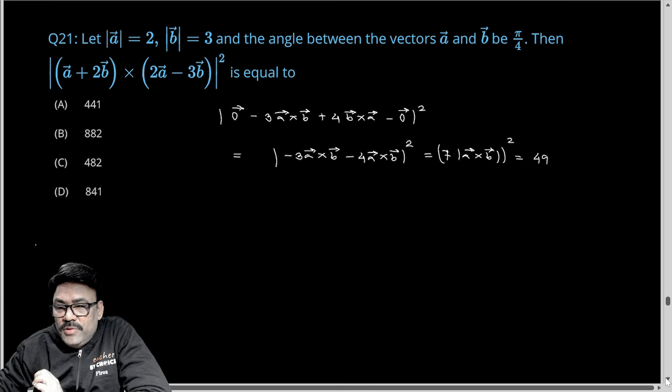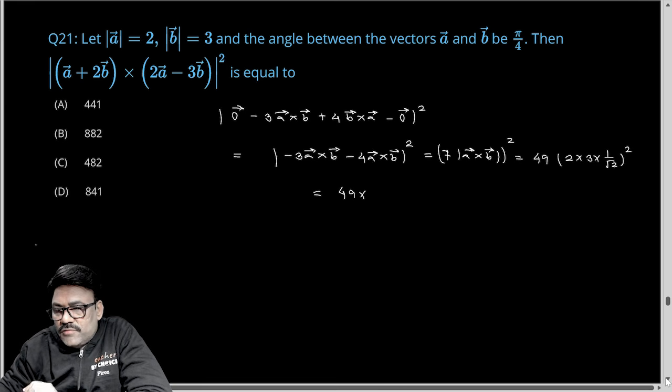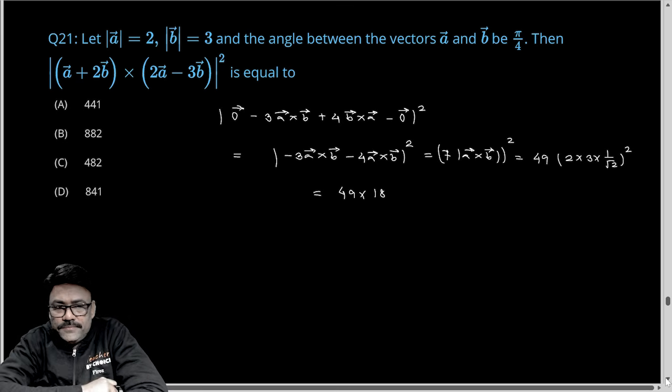Then mod A cross B is AB sine theta. So mod A is 2, mod B is 3, sine 45 degrees is 1 by root 2. This is the square. So you are getting what? 49. And here it is what? 3 root 2 square, and 3 root 2 square is 18. So 49 into 18 will be the correct answer.